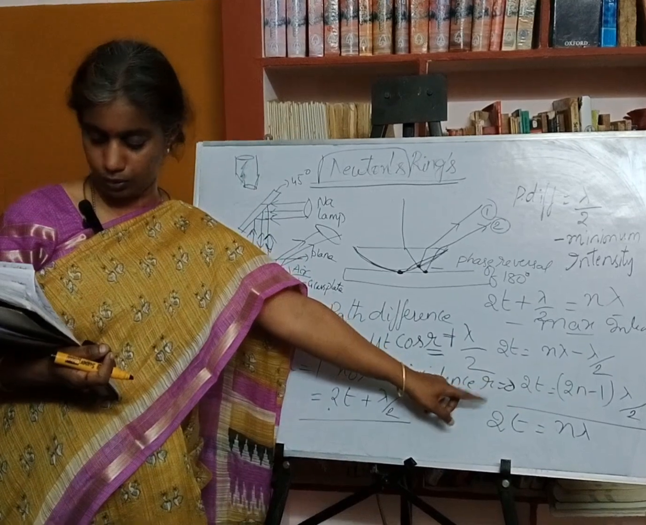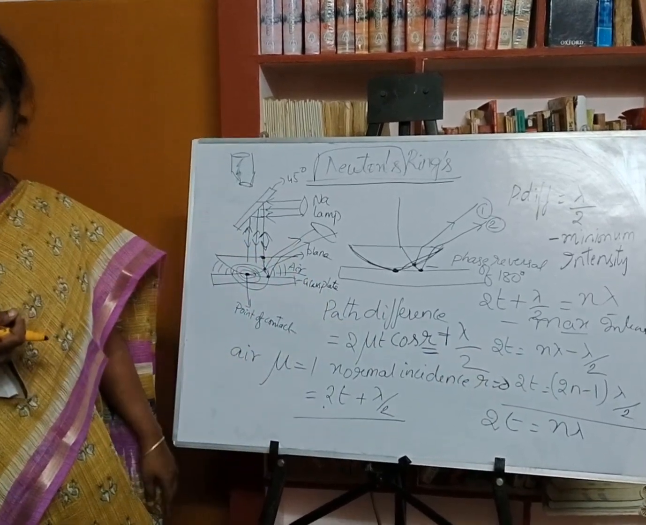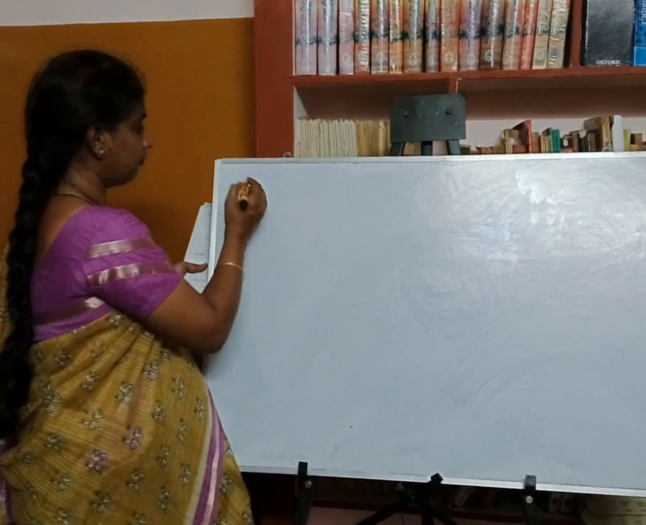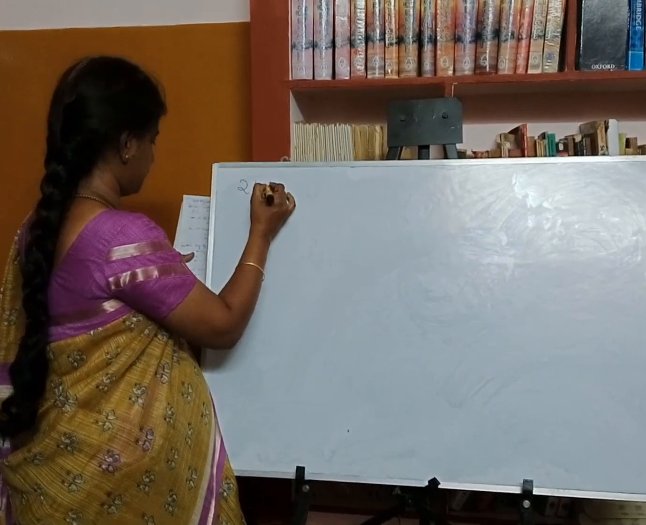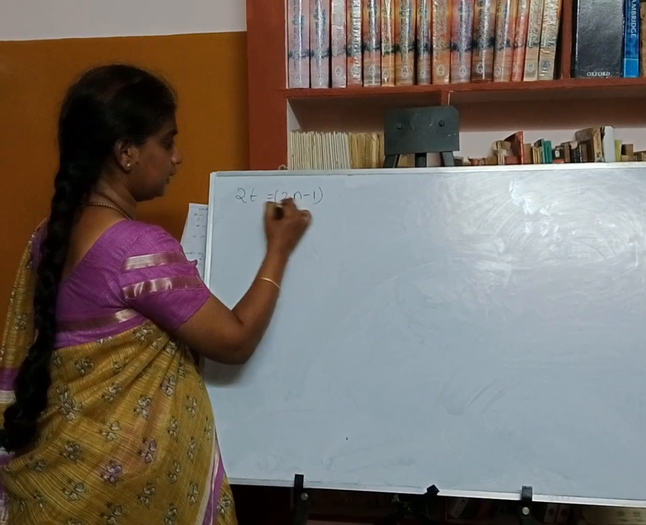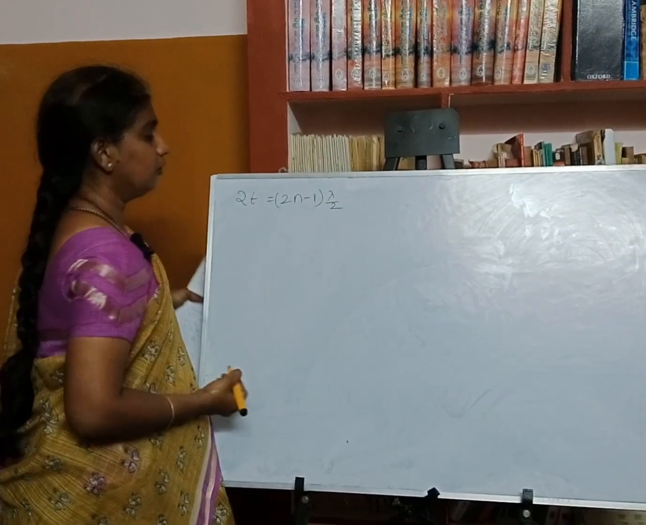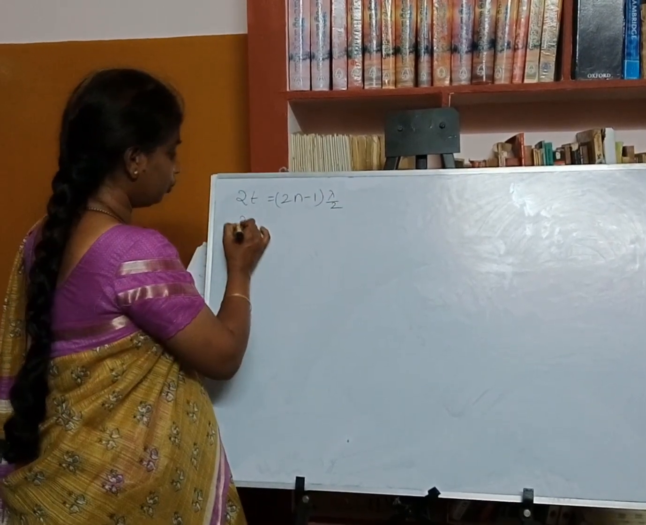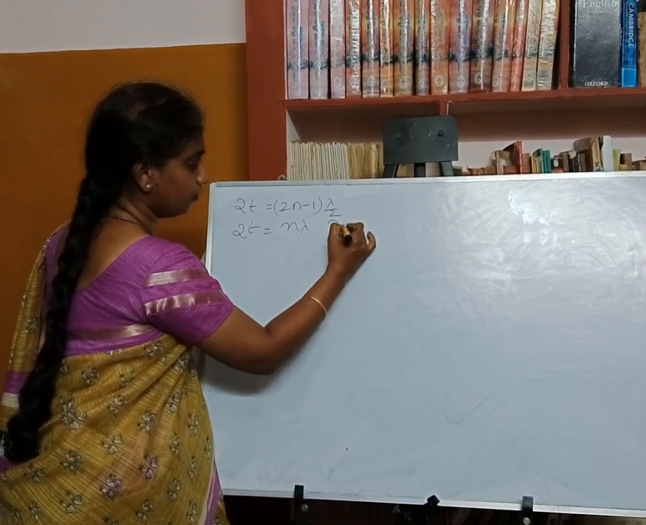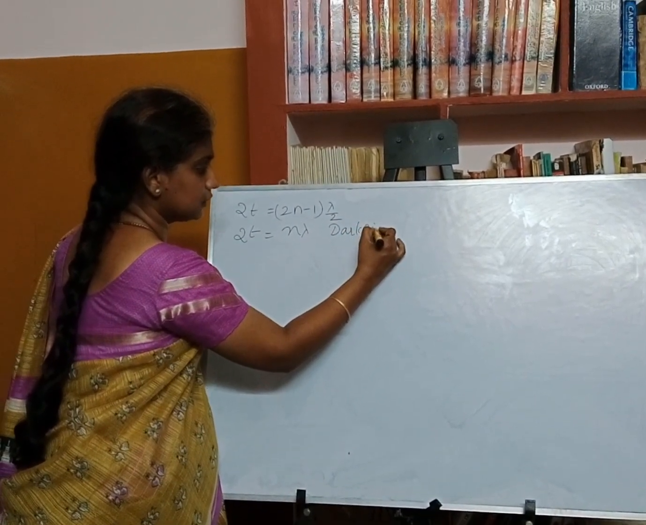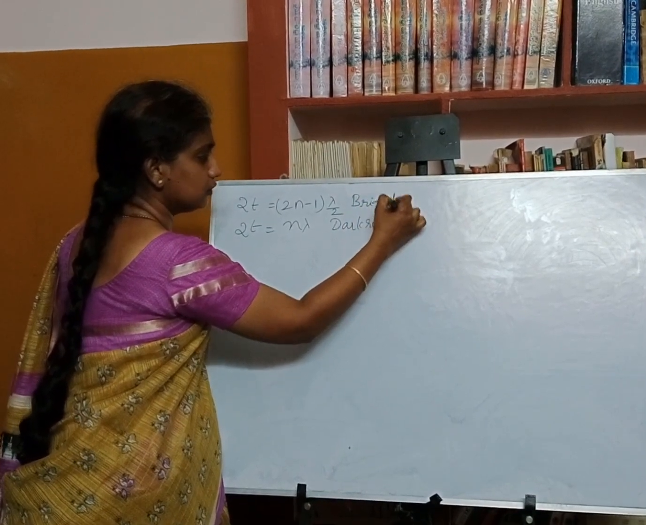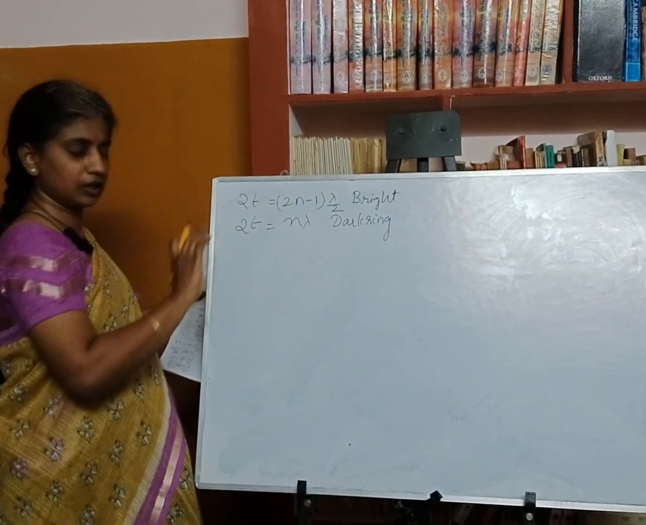You keep putting 1, 2, 3, 4 and so on, different subsequent values. We'll continue further. So as of now, what we have learned: 2t is equal to (2n minus 1) into lambda by 2 will give you a bright ring. 2t is equal to n lambda will give you a dark ring. This is dark, this is bright. Put n equal to an integer, 1, 2, 3, etc.